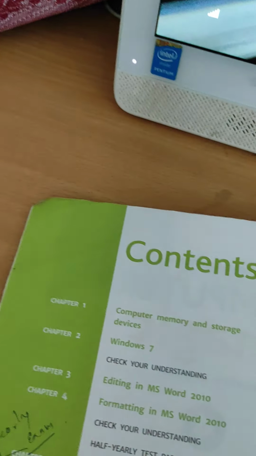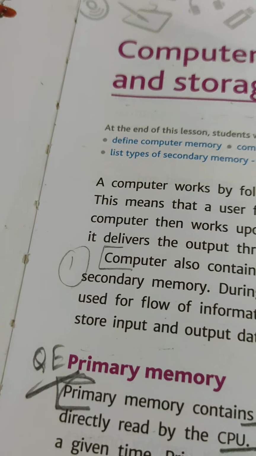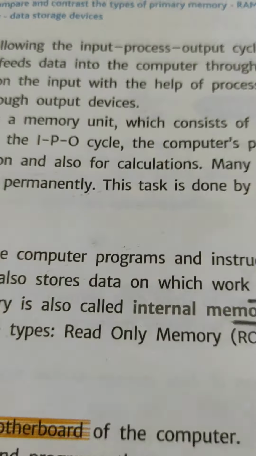Okay, next is the read only memory. What is the work of read only memory? You can see here, it is the read only memory, ROM. Read only memory is the computer memory from which information can be read. It cannot be written or erased. ROM is a non-volatile memory. RAM is a volatile memory and ROM is a non-volatile memory. It is located on the motherboard of the computer.